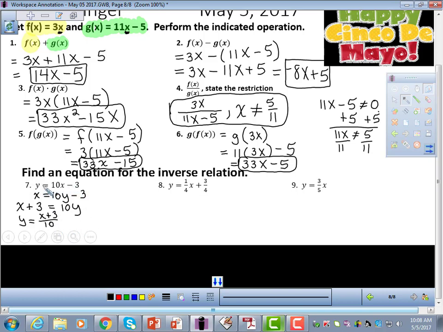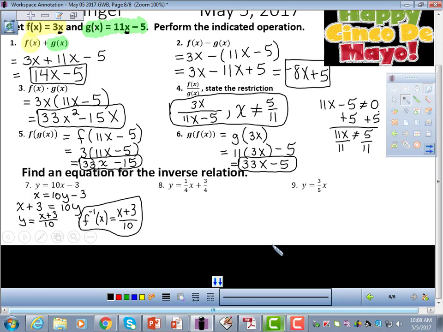The original is a linear function. The inverse is a linear function. So since they're both functions, we're going to use function notation. F negative 1 of x is equal to x plus 3 over 10. Ta-da! Got it?